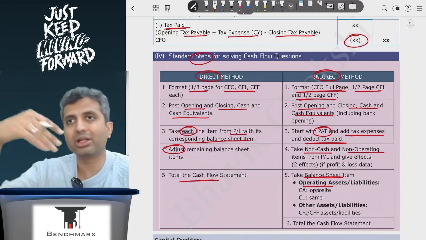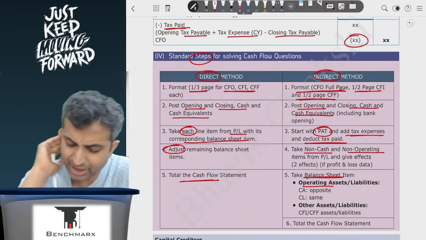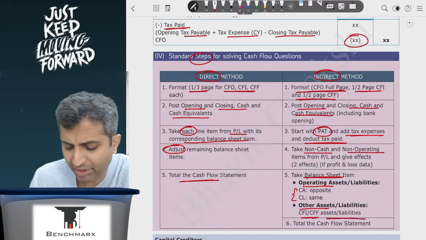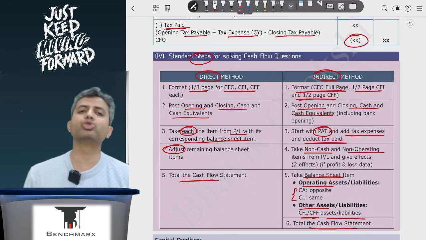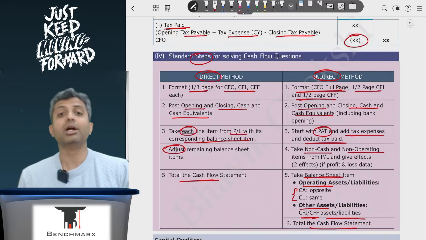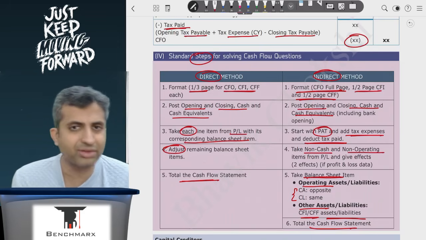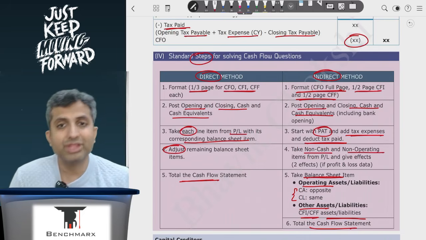So when you look at the P&L, you will just look at the non-cash, non-operating items and give effect. Then you look at the balance sheet, where you look at the operating assets and liabilities. Follow this rule for other assets, CFI or CFF as a case may be, and then total the cash flow statement. So general, the rule that you should remember is you first prepare the format, give enough space for CFO, then CFI and CFF, post the opening and closing cash and cash equivalent balances, then go one by one.